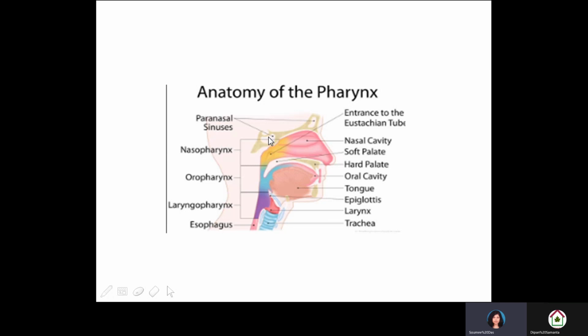So here like this, pharynx extends from the base of skull to the cervical sixth vertebra, and at the anterior this starts from the nose, and at the posterior portion it extends to the prevertebral fascia. Okay.